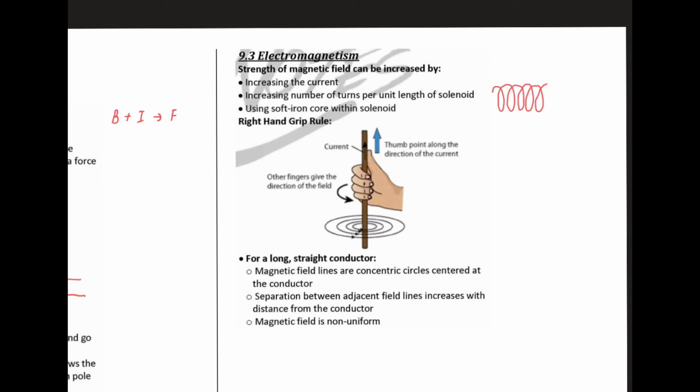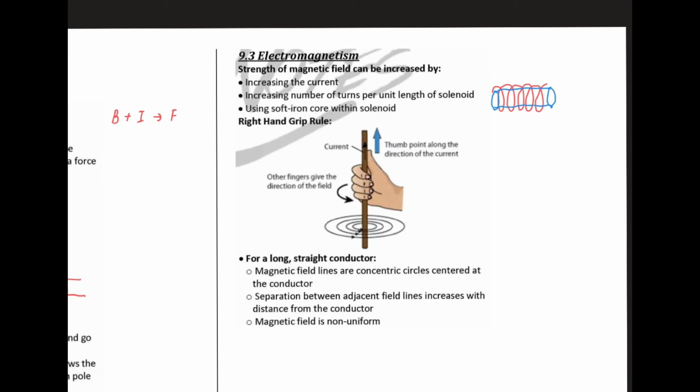And third point, using soft iron core within solenoid. So what happened here is you put a soft iron core. So what is soft iron core? It is basically a pure iron. So imagine something like this. You put a soft iron core in between.